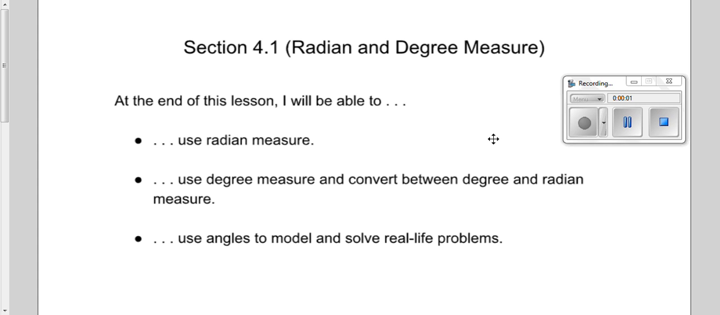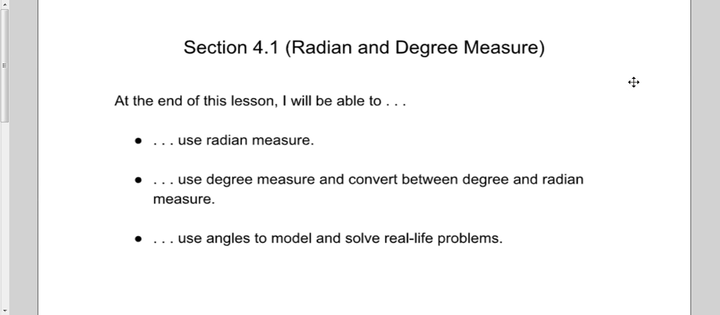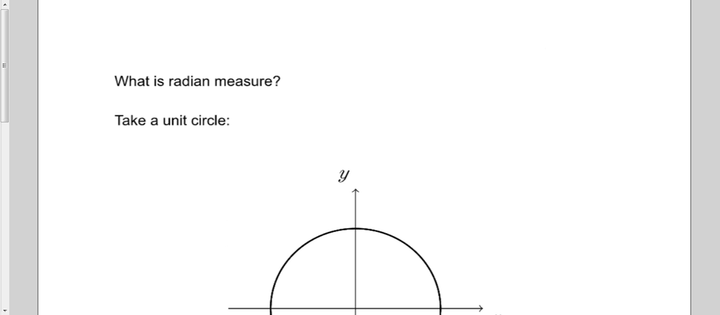Degrees and radians are the two ways I measure angles, and I want to be able to converse in both languages. So at the end of this lesson, you will be able to A, use radian measure, B, use degree measure and convert between degree and radian measure, and C, use angles to model and solve real-life problems. Shall we begin? First of all, what is radian measure?